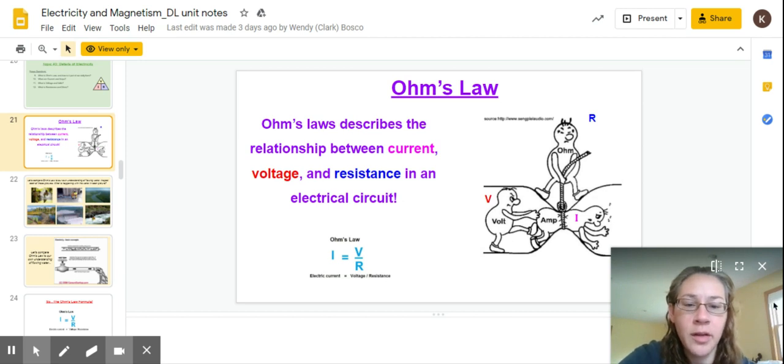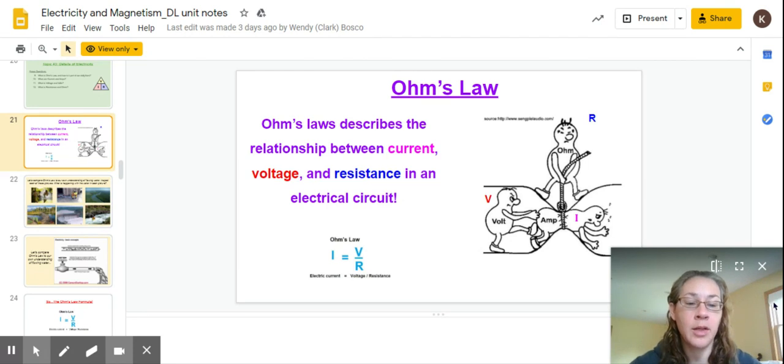Good morning, everyone. We are looking at a new topic in electricity and magnetism. This is called Ohm's Law. Ohm's Law describes a relationship between the current, voltage, and resistance in an electrical circuit.